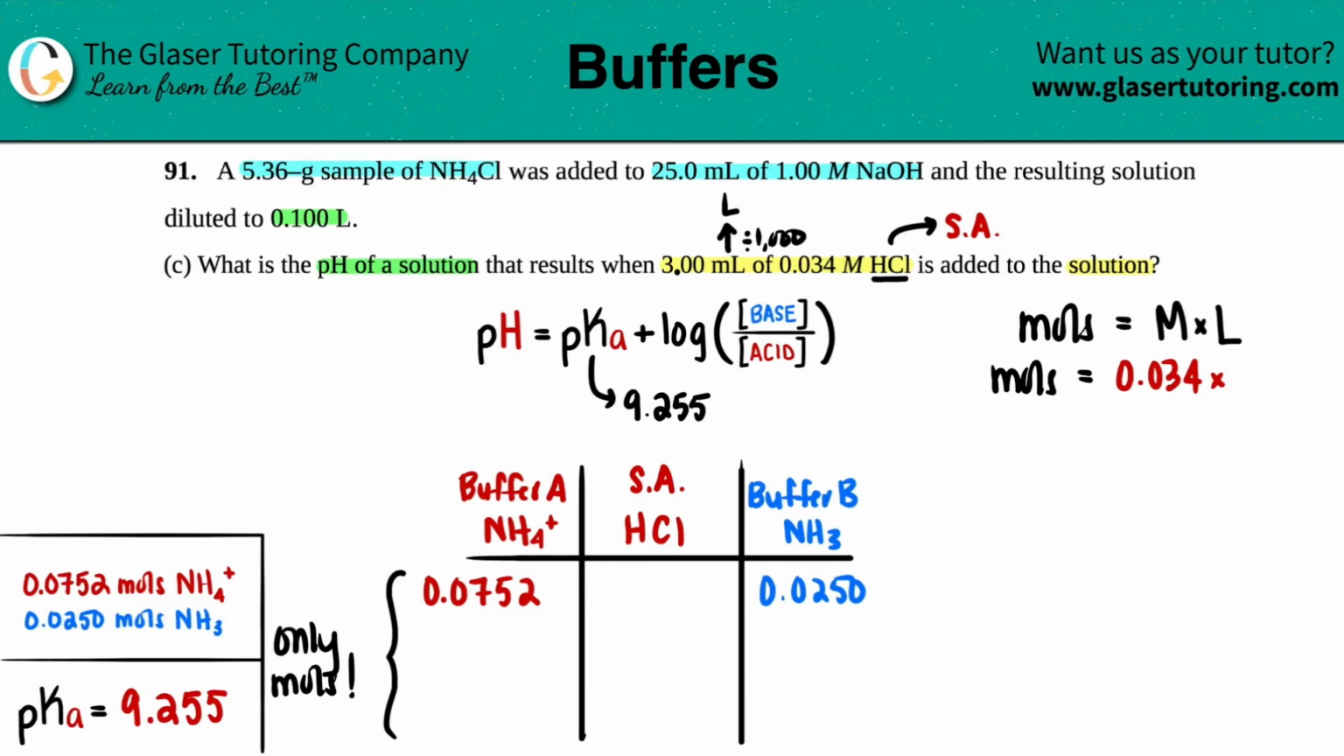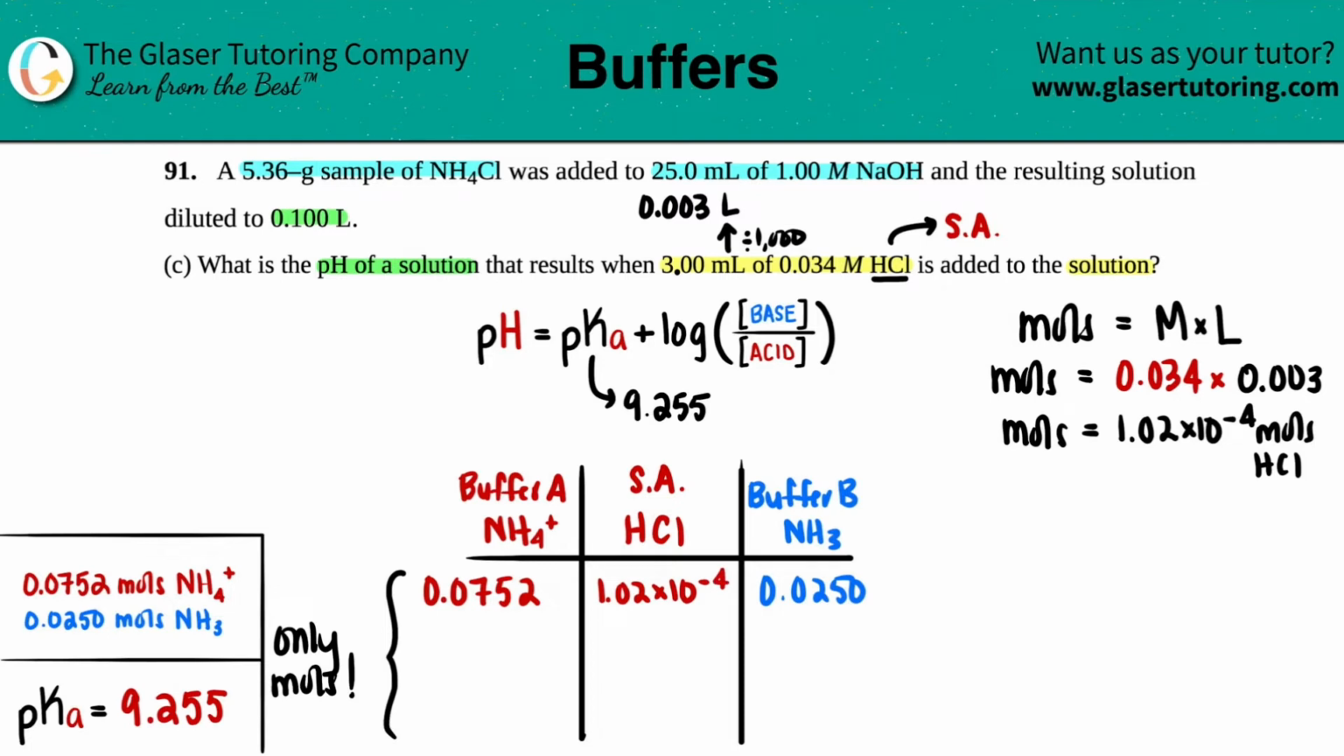So 0.003 liters. Okay. And now that goes over here. So let's calculate the starting moles of the HCl. So that number times 0.034. And I get 1.02 times 10 to the -4th moles of the HCl. And HCl is a strong acid, so I'm going to write it in red. 1.02 times 10 to the -4th.